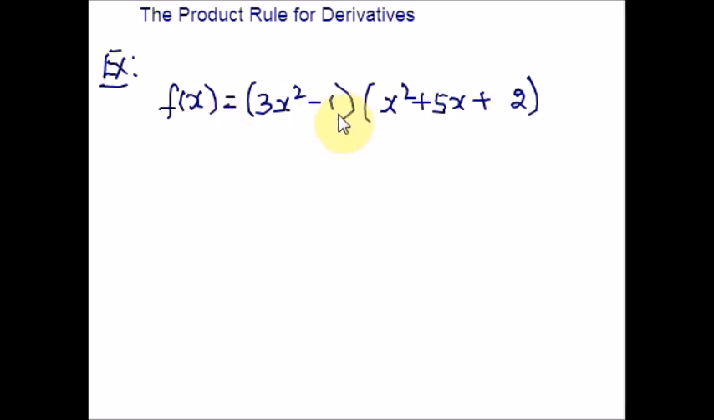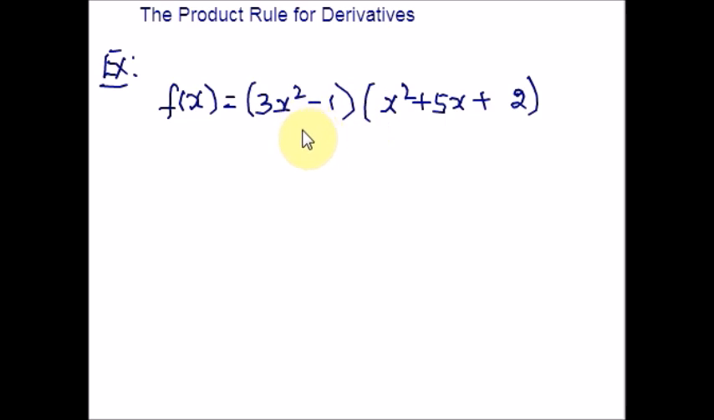f of x is a product of two functions, 3x² − 1 and x² + 5x + 2. In the previous problem, we had only one term in each function, but here we have two terms and three terms. We are supposed to find the derivative of the function f of x. So we are going to apply the product rule since the functions are multiplied.